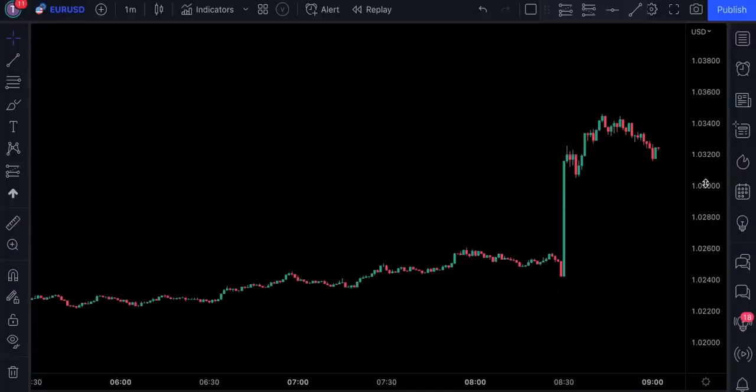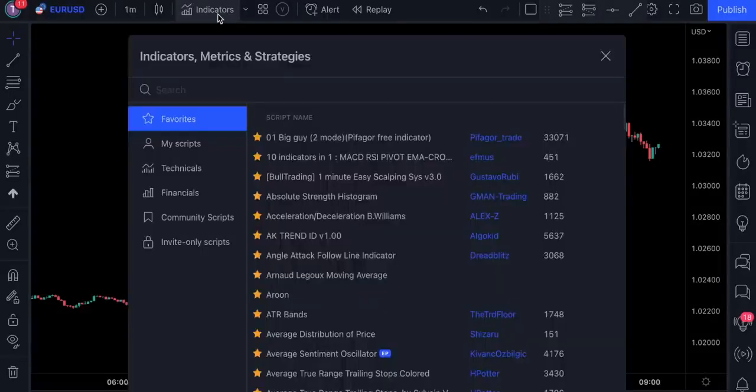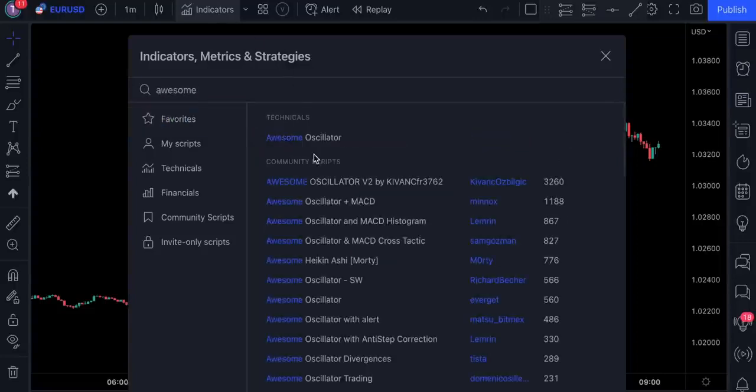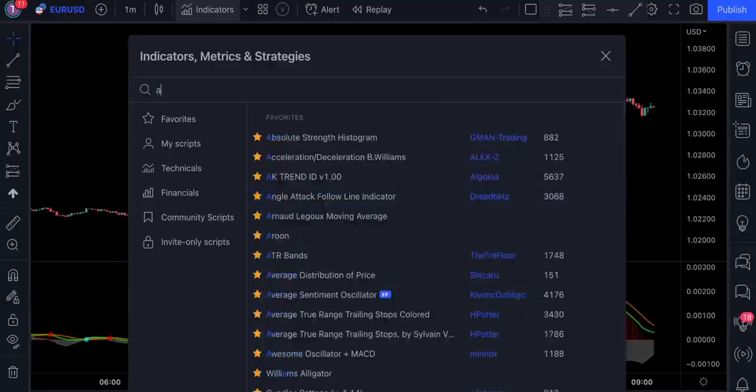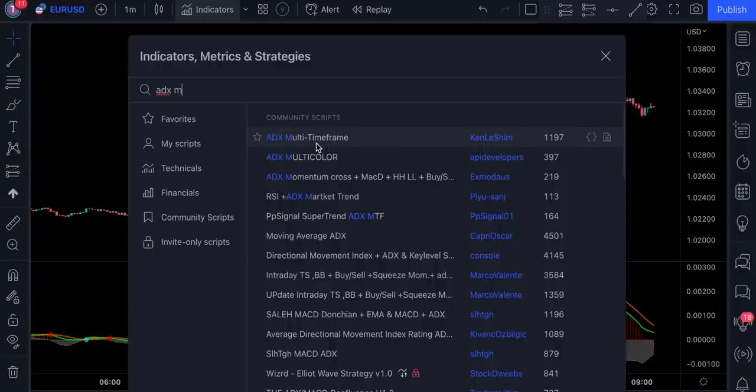The person who shared this strategy, Johannes Subaggio, mentioned that I should backtest it on a EUR/USD 1-minute time frame. And the indicators we're going to be using are called Awesome Oscillator Plus MACD, this indicator by Minox, and the ADX multi-time frame, ADX multi-time frame by Ken Leshim.